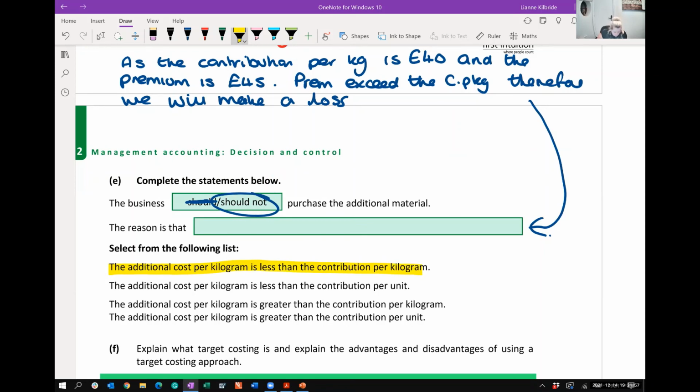Oh, I've highlighted the wrong one. I do apologise. That's the wrong one that I've just highlighted. We're looking for the additional cost per kilogram is greater than the cost per unit. It's that one. I do apologise, I highlighted the wrong one there for you. Okay, so yes, we're going to make a loss. So we're not going to actually go ahead with that additional purchase.